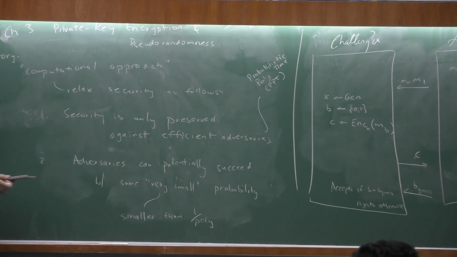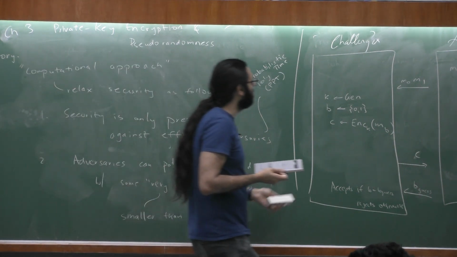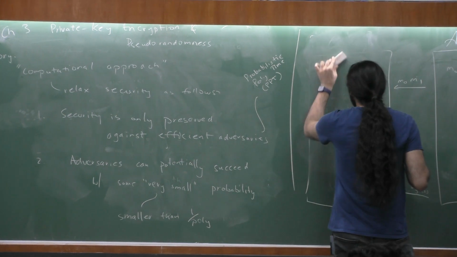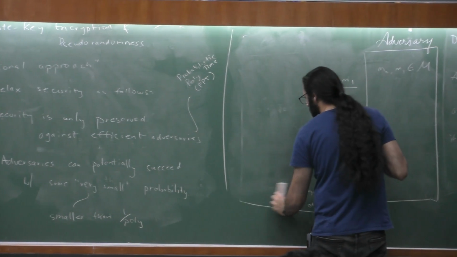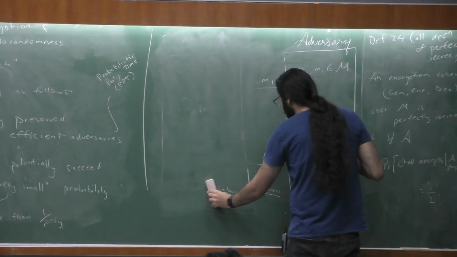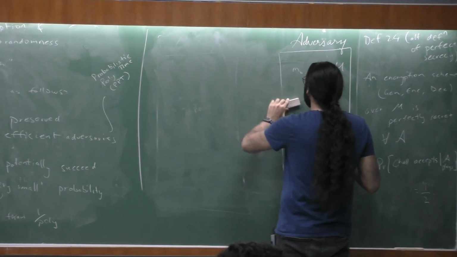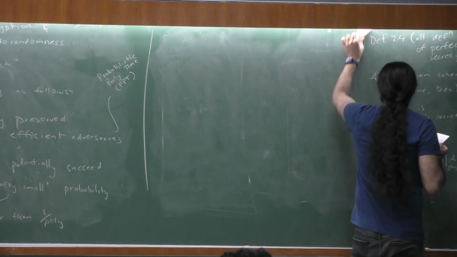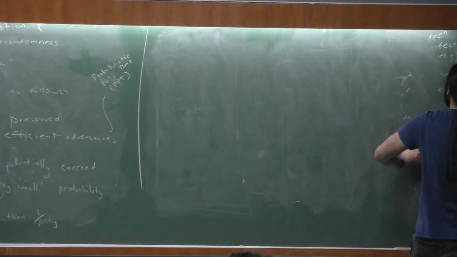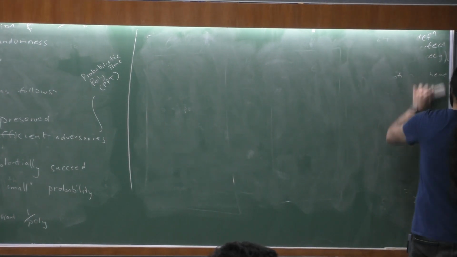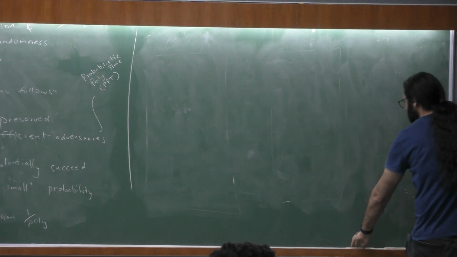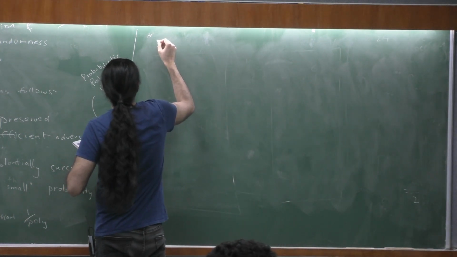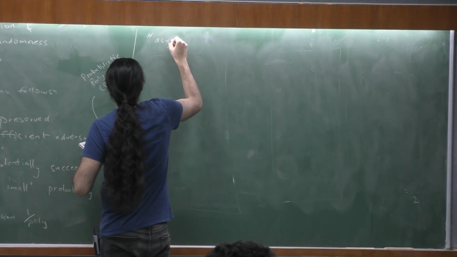The key thing to understand here is that we are not looking at concrete numbers, like if I have a 128-bit key, how secure is the scheme? We are not making such statements. We are saying that suppose there is a security parameter lambda. We're going to follow what's called the asymptotic approach to security.